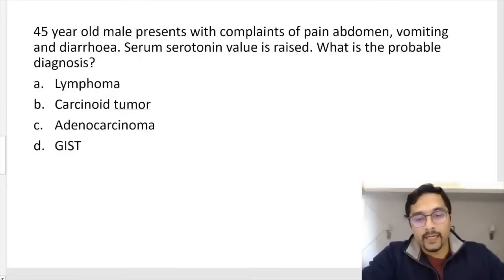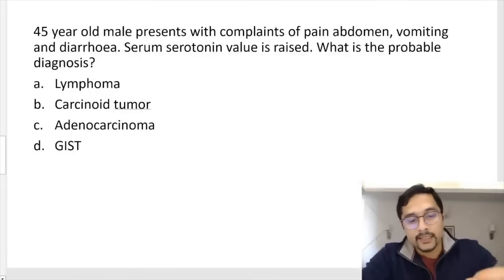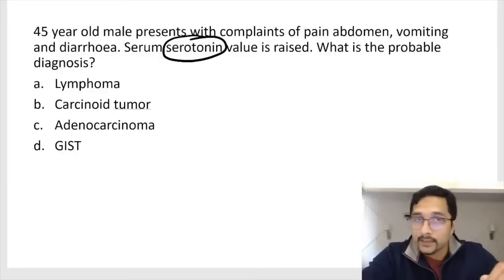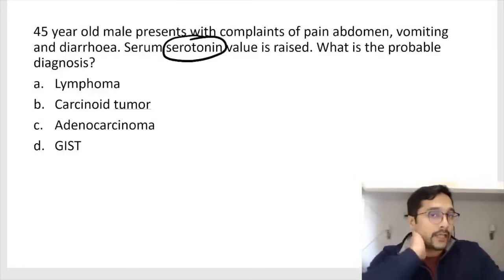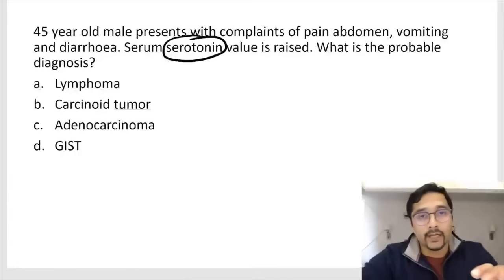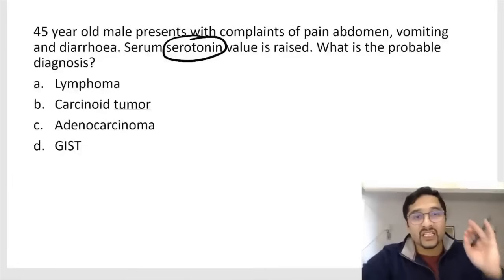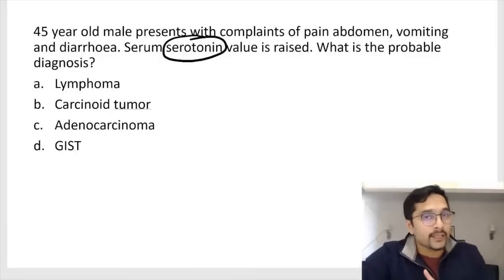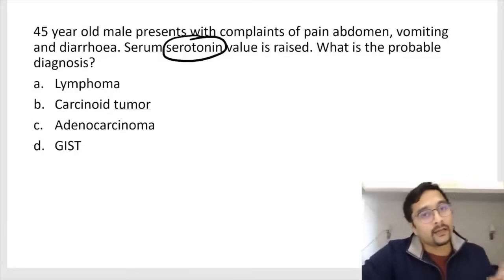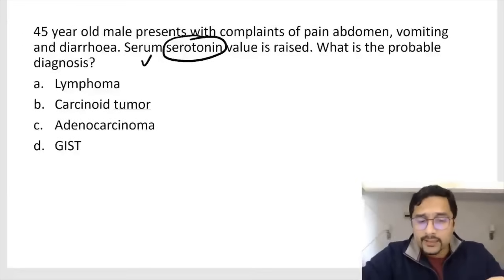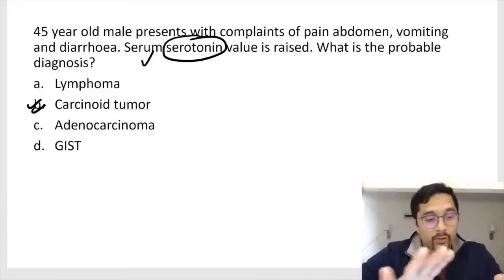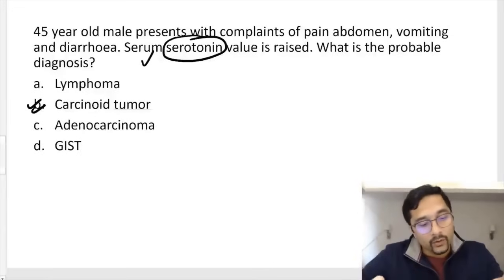45-year-old male comes with pain abdomen, vomiting and diarrhea. Serum serotonin value is raised. In the second test and discussion or second potential question video, I had told you about endocrine surgery, and I told you every year they are either asking carcinoid or they are asking about pheochromocytoma. Here serotonin is raised, so this will go in favor of carcinoid tumor. Okay, so you should know about carcinoid and pheochromocytoma.